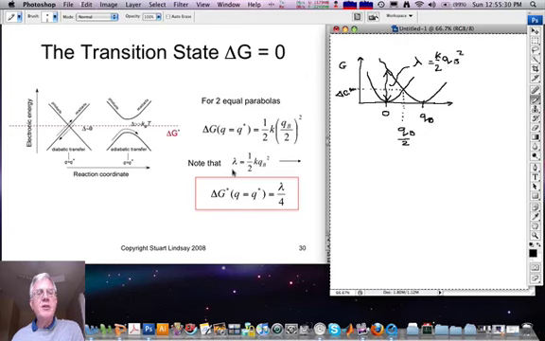So you see there is a significant kinetic barrier to electron transfer even when there is no free energy difference between the system of reactants and the system of products. The details of how the reaction occurs depend on the nature of this crossing point here.